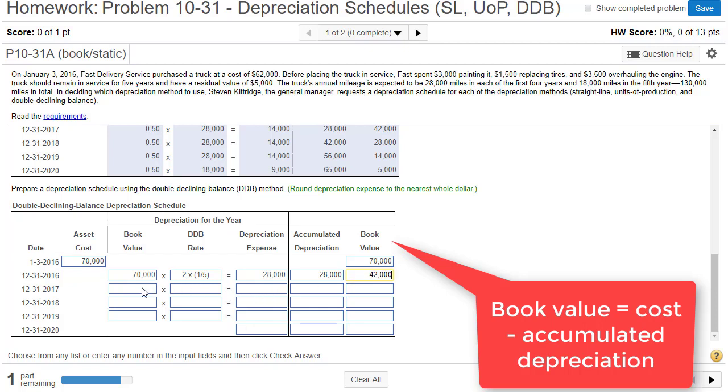In the next year, we need our book value. So the book value for this next year is the same as the ending book value of the previous year. So that's $42,000. Multiply it by 2, and then divide by 5, and that gives us $16,800 of depreciation. So accumulated depreciation in this year is going to be the previous accumulated depreciation plus this year's depreciation. It gives us $44,800.